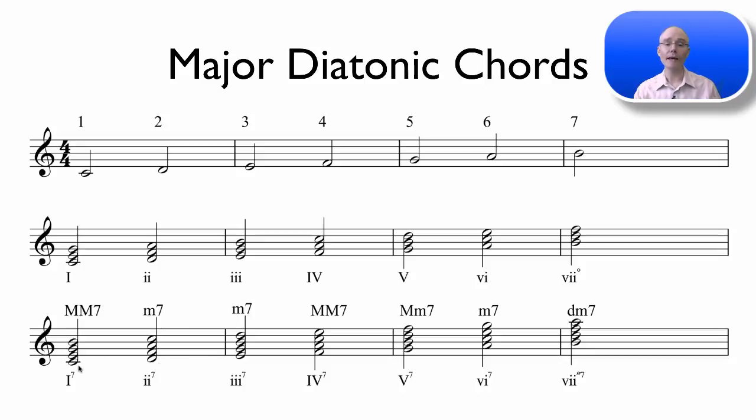And where are our major, major seventh chords? Well, on the first scale degree, the I chord, and the IV chord is also a major, major seventh chord. Then we get minor seventh chords. That is a minor triad and a minor seventh on ii, iii, and vi. Then we have two unique chords. This is the V7 chord, or what we'll call the dominant seventh chord. It's got this major triad, and it's got a minor seventh.